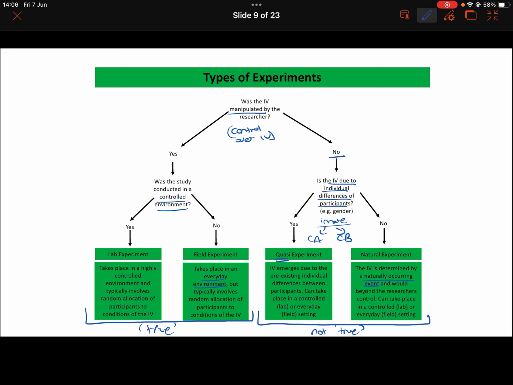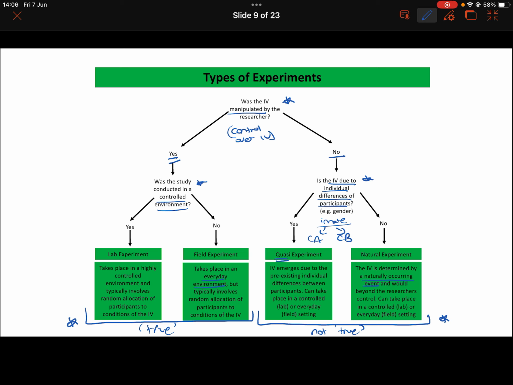So this is a flowchart to go back to all the time. You need to ask yourself this question first and foremost. Was the IV manipulated by the researcher? If yes, then we're looking at a true experiment. If no, then we're looking at a natural or a quasi. Then you can further ask yourselves these questions to determine which one within those two.